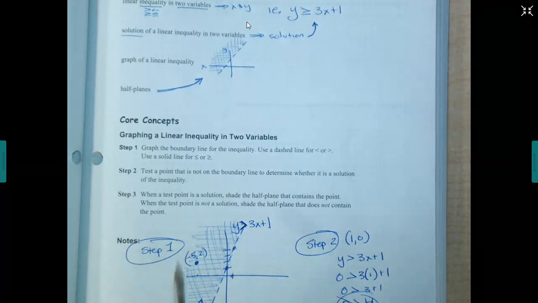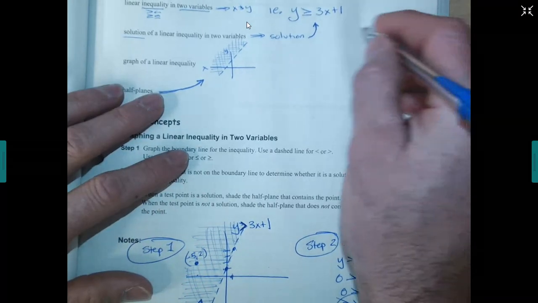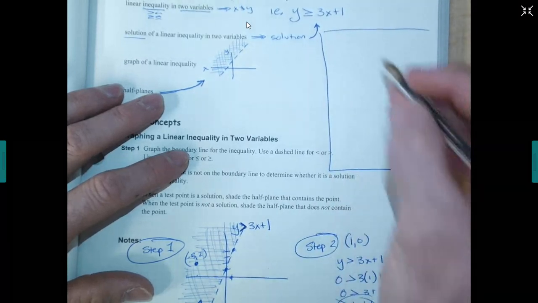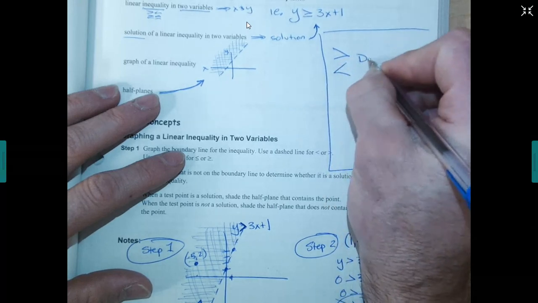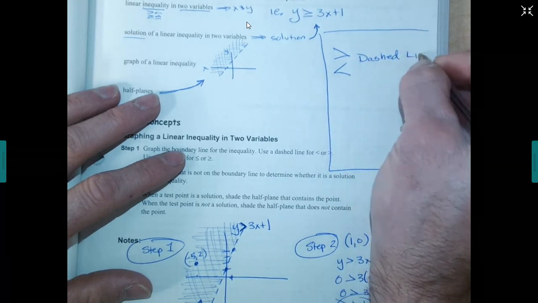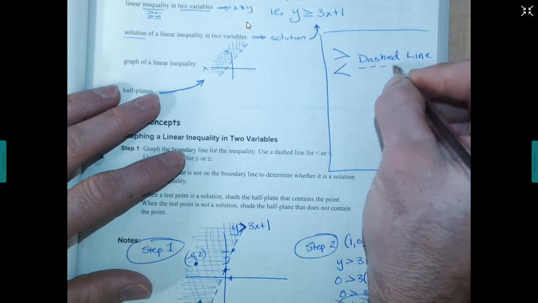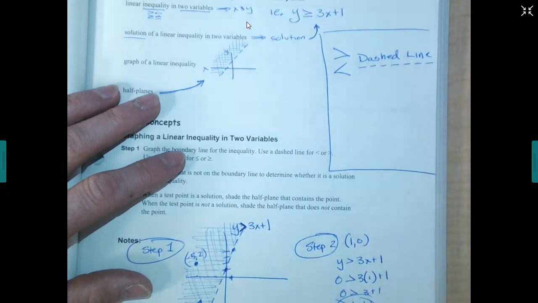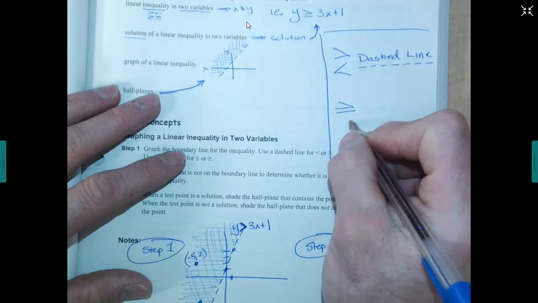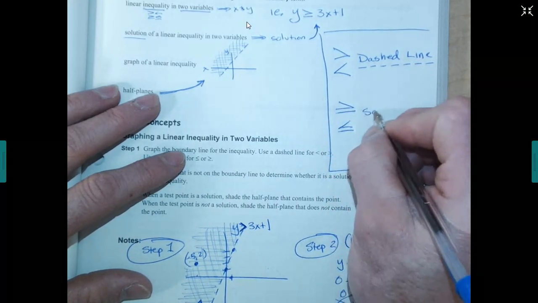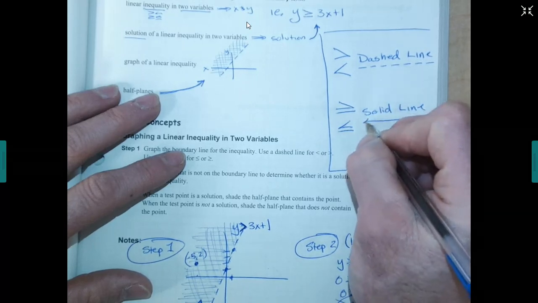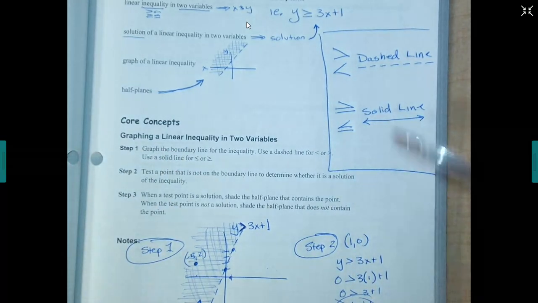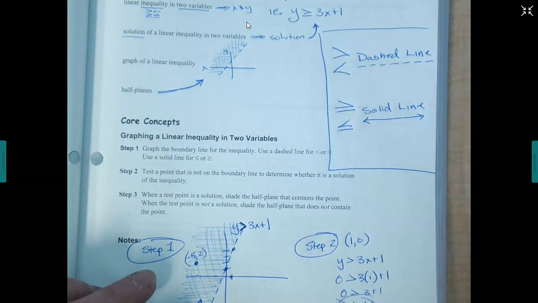Now, let's get one last thing in our notes. Make sure you please have this in your notes. If it's greater than or less than, you're going to have a dashed line. Just like that. If it's greater than or equal to, or less than or equal to, you're going to have a solid line. Take note of that. Make sure you remember that. Use that on all of your problems.